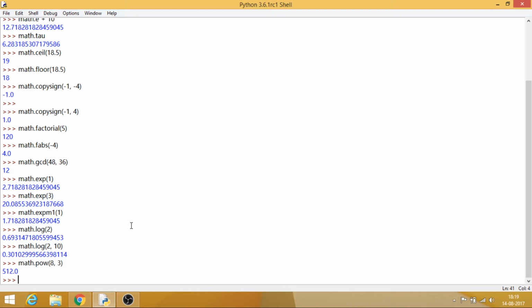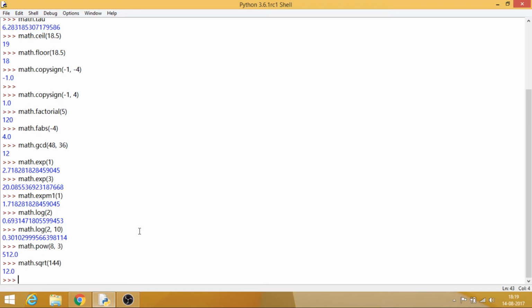And the last power and logarithmic function I would like to tell you is math.sqrt. I gave you an example in the last tutorial, and let's say 144. It will give us the square root. The answer would be 12. Yeah, this works. Now let's move on to the trigonometric functions.